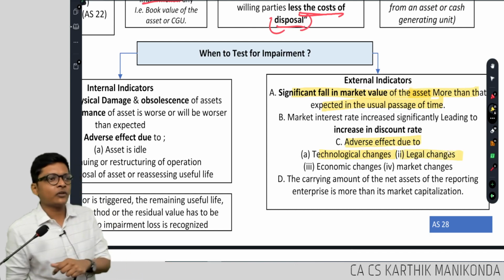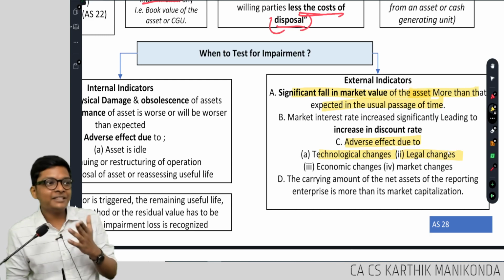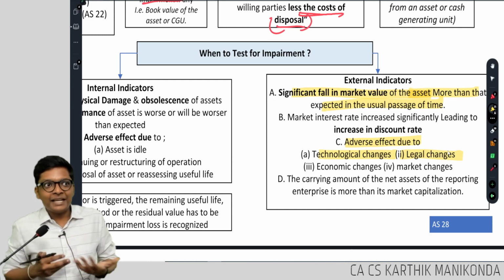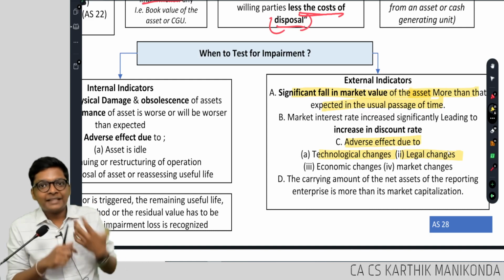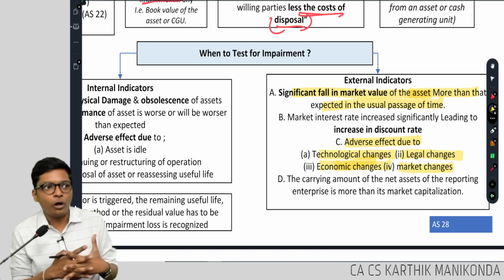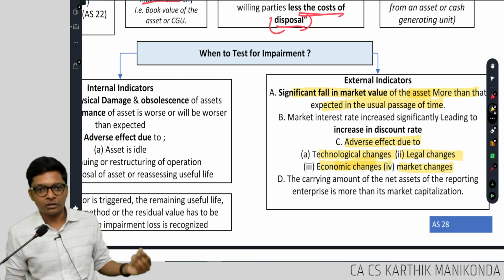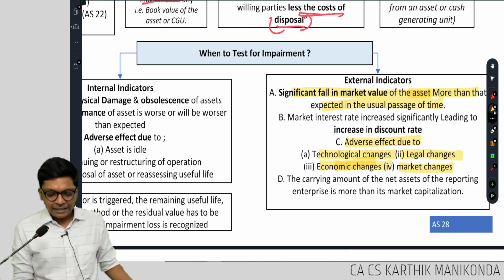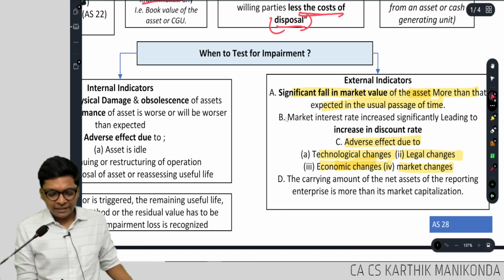What example can I use for legal change? PUBG, did we discuss PUBG guys? I told PUBG, legal change. India banned PUBG. Chinese company is affected. Legal changes. Economic changes, market change, some war came. So my asset value has fallen down. Some war came and hit. Bomb came. What to do? Gone.